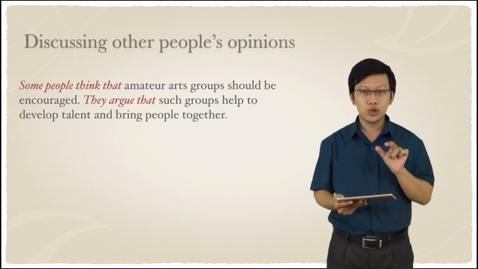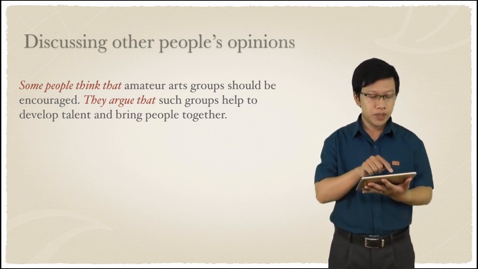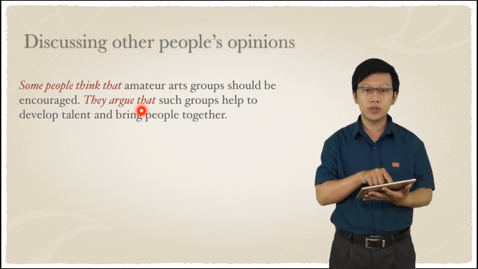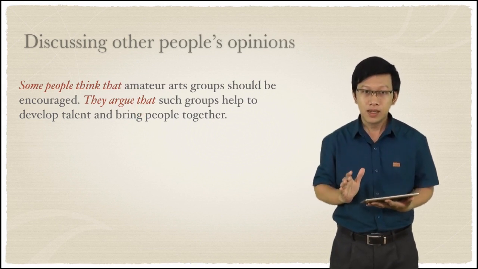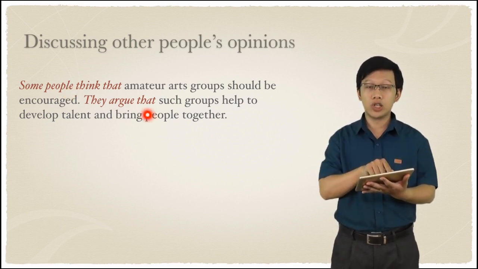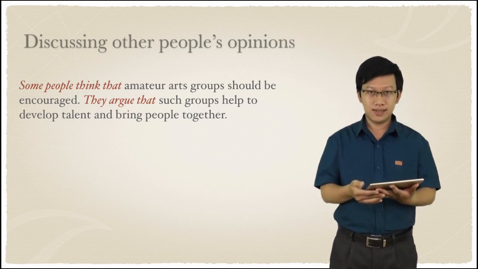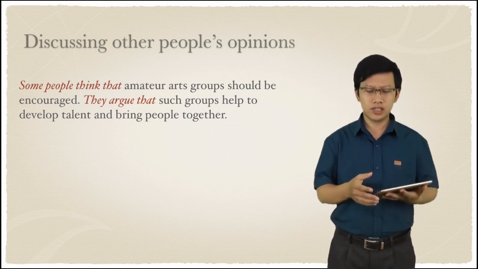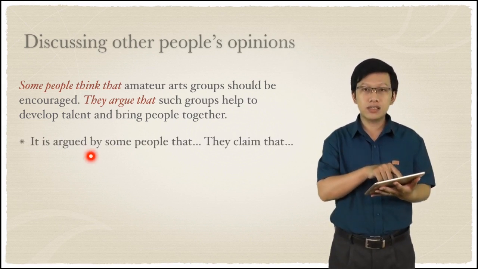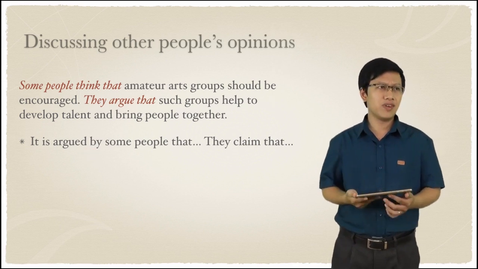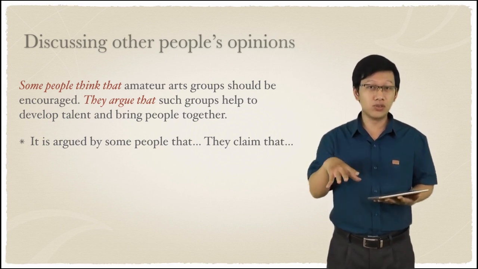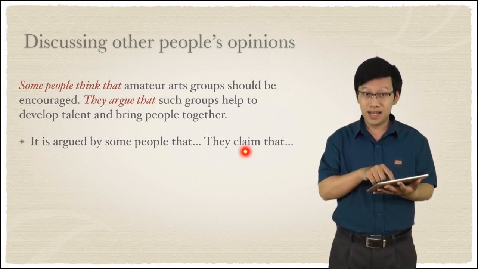Now, pay attention to that structure which I've just given you. Some people think that amateur arts groups should be encouraged. They argue that such groups help to develop talent and bring people together. First, you mention that this is somebody else's idea, and then you mention their argument by saying they argue that. Alright? What some other phrases can we use? We have lots of them. Like it is argued by some people that teachers have a relaxing job. They claim that teachers go on vacation too often. Well, maybe. So they claim that it's going to be another way.